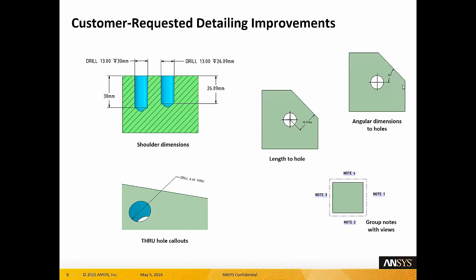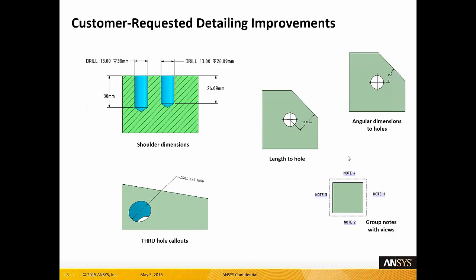Likewise, you can even do things like angles to the center of a hole. So you don't need direct geometry to create a measurement or a dimension to. You can dimension it to an implied reference from that geometry. Likewise, we also now have automated callouts on standard holes if they're through holes that look like this.